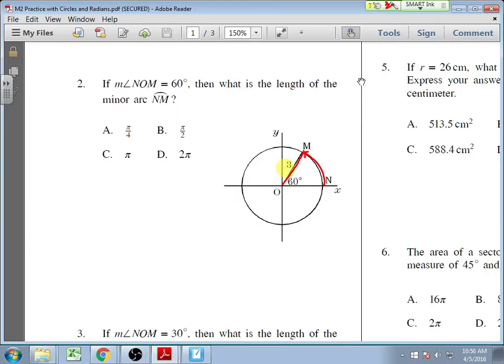So 60 degrees is how many radians in the unit circle? If this here, 90 degrees, is pi over 2, check your unit circle. 60 degrees. Yeah, you can reference back to the other stuff I've given you. 60 degrees. How many pi is that? We know it's less than half a pi.